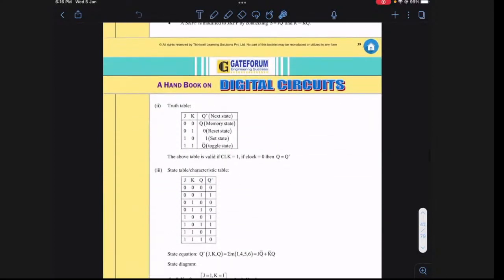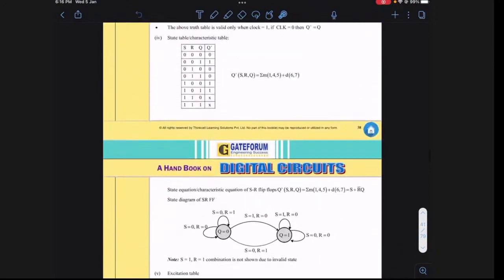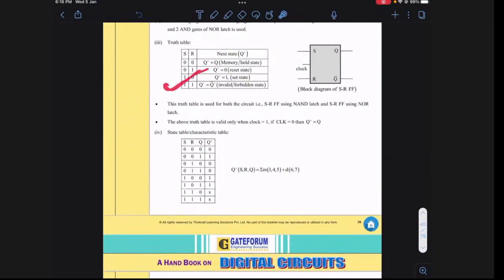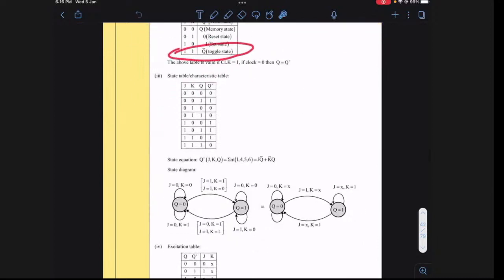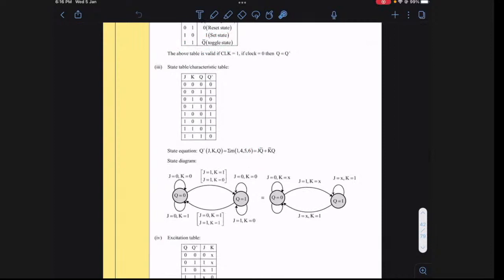In the JK flip-flop, this is the truth table. The only change here is that where we get Q plus equals Q bar in the case of 1, 1, in the SR case it was different. I mean, this is the only change, the last row is changing. That's all. The state equation is given by J Q bar plus K bar Q. Okay, and this is the same table if I represent it in the form of a diagram.